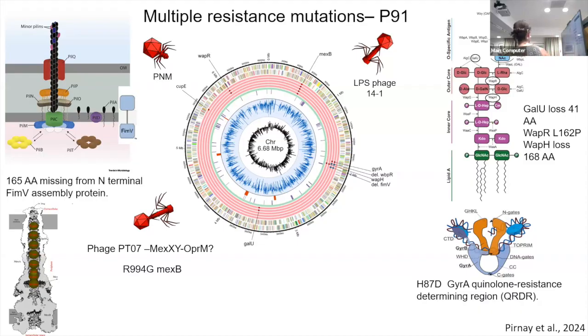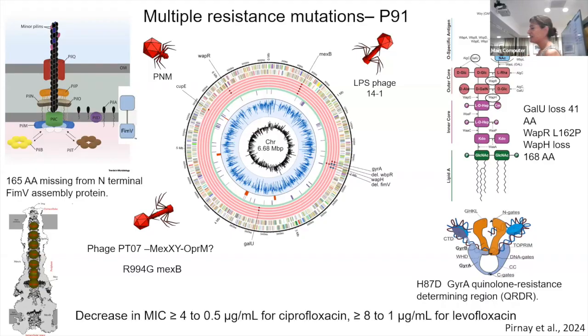So you have 2 regions that are major mechanisms Pseudomonas uses to resist quinolones, and you see mutations in those. It actually leads to a decrease in the MIC from 4 to 0.5 for ciprofloxacin, and 8 to 1 microgram per mL for levofloxacin. So you see resistance to all 3 phages, but then you see this resusceptibility to antibiotics.